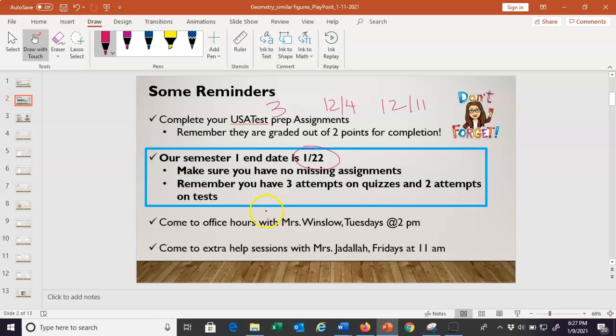And as always, reach out for help or questions. Don't forget about office hours with me. They are on Tuesdays at 2 o'clock. And then we also have an extra help session with Ms. Jadala on Fridays at 11. So there are 2 opportunities for you outside of class to get some extra help. If neither of these times work, you can always just reach out to me as well, and we can look at getting a one-on-one session on the calendar.